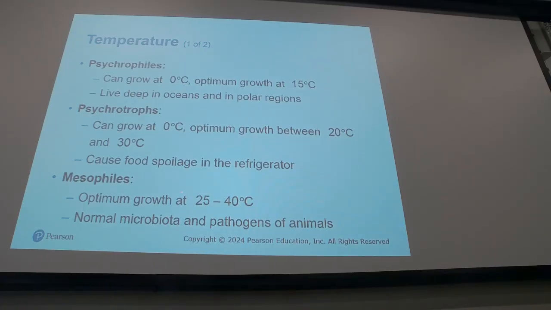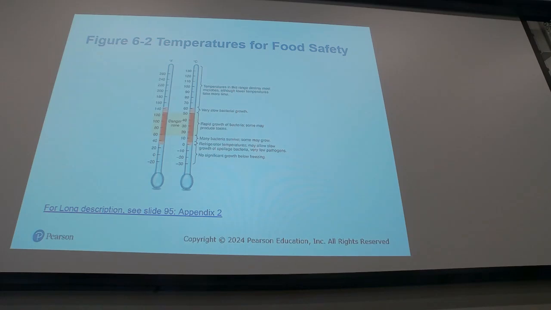Mesophiles, the optimum growth will be between 25 to 40 with a peak exactly at 37. So these can live in the human body. It's part of the normal microbiota, or it can be the pathogenic bacteria. And actually, most of these mesophiles, in terms of temperature, will be the neutrophiles in terms of pH. So they can grow at the pH of the human body as well, in the case of plasma pH, for instance.